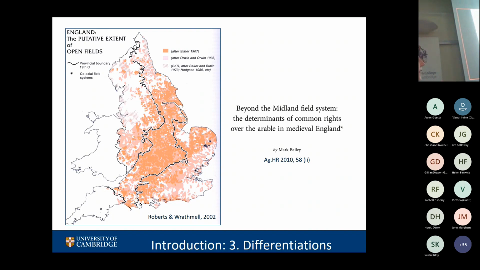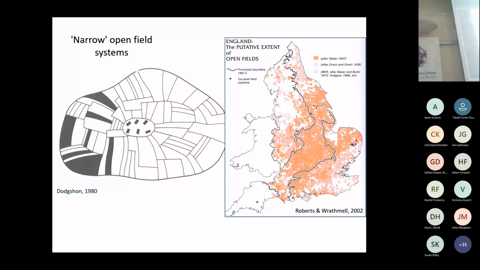So now Mark Bailey wrote an absolutely wonderful article in 2010, which was published in Agricultural History Review, where he reminded us of the distinction between the two different forms of open field. On the one hand, there were what he calls narrow open field systems. And these are the traditional forms of open field that one finds both inside, but importantly, also beyond the central province. Here, the arable is divided into lots of small fields.